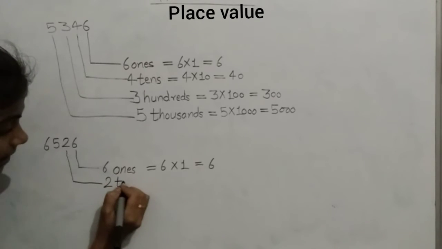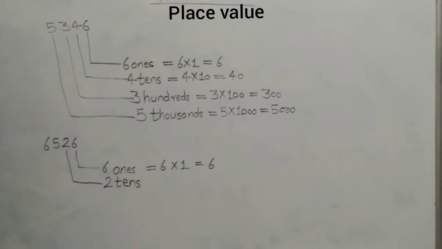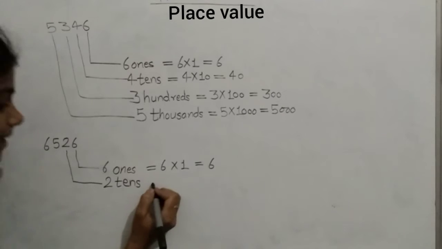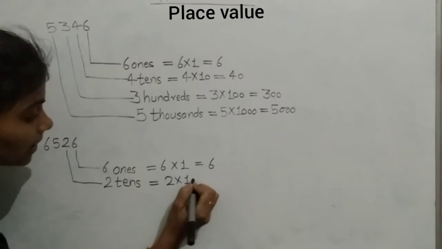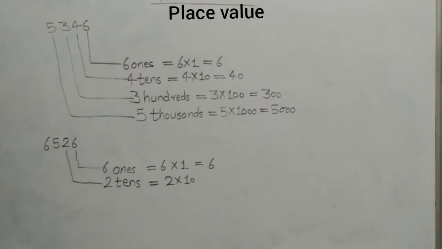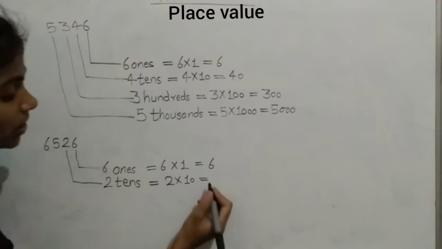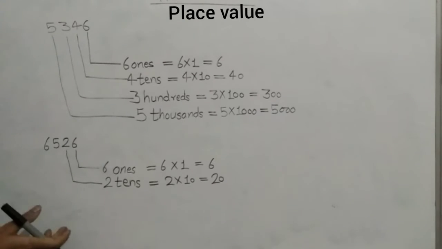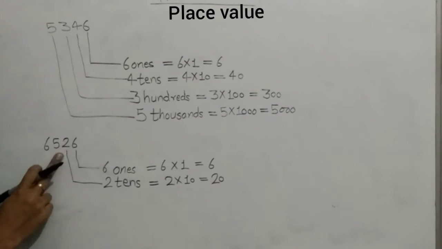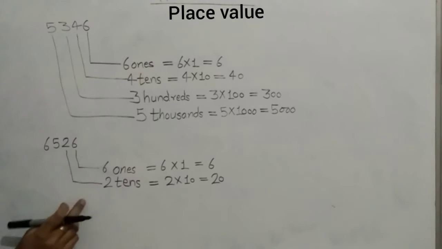Next we have the digit 2 and 2 is at tens place, ones, tens. So we will write 2 tens. It can be written as 2 multiplied by 10. इसे हम 2 multiplied by 10 भी लिख सकते हैं and this is equal to 20. So the place value of the digit 2 in this number is 20.